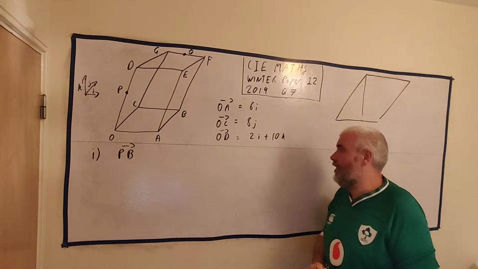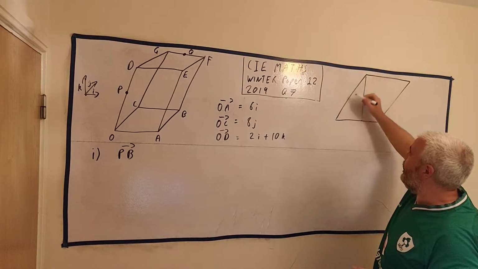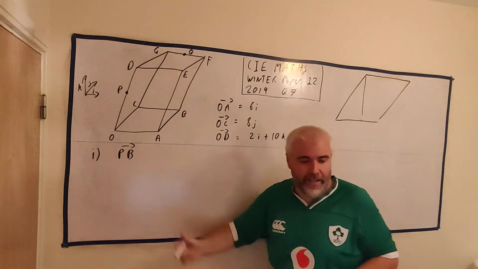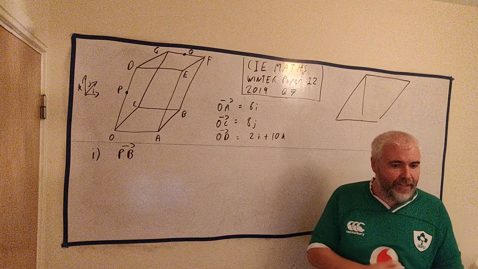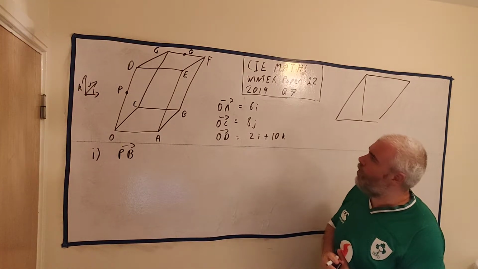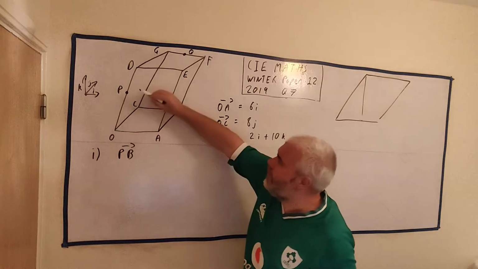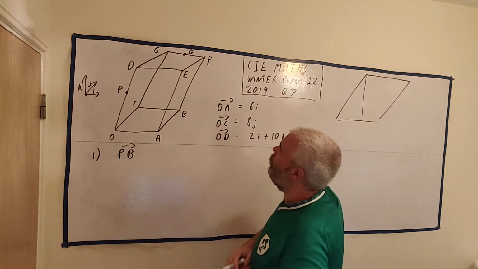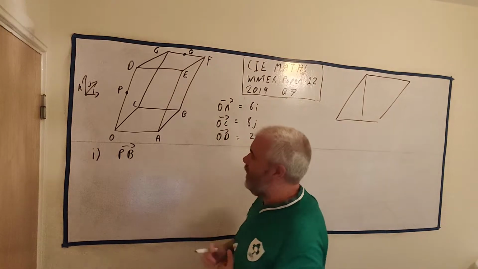That's how we can use a vector. Going this direction in a vector is identical to going this way. And we're going to use that to answer the questions they ask us. They ask us to find two of the vectors, PB and PQ. I should state that P is halfway up here and Q is halfway from G to F.